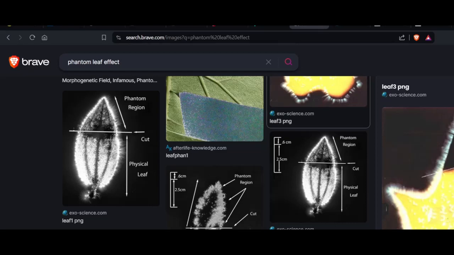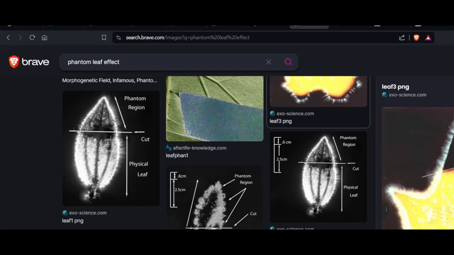So Kirlian photography. You can search for tons of this stuff online. There's tons of pictures. So here's just a few here, if you just search for phantom leaf effect. So this picture here with this kind of yellow leaf is one of the good ones. You can see that the yellow part is where you still have a physical leaf, and they have a mark on here that says cut line. So they've cut off the tip of the leaf, and then they put the leaf on this photographic plate, and they take a picture, and you can see that where the leaf has been cut off, you still see the outline of that tip of the leaf. I mean, it's a perfect outline.